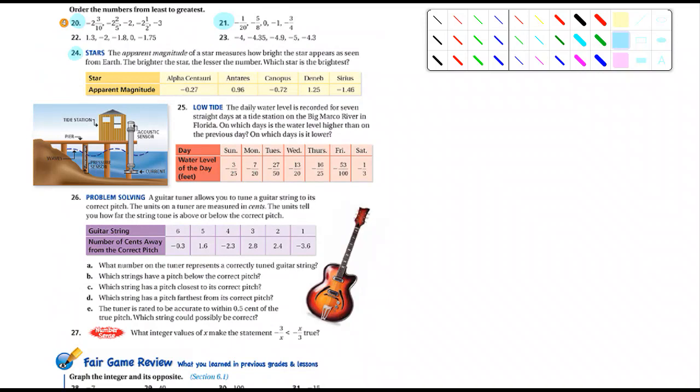24. It says the apparent magnitude of a star measures how bright the star appears seen from Earth. The brighter the star, the lesser the number. Which star is the brighter? The brighter the star, the lesser or smaller the number. So do 24. Do 26.